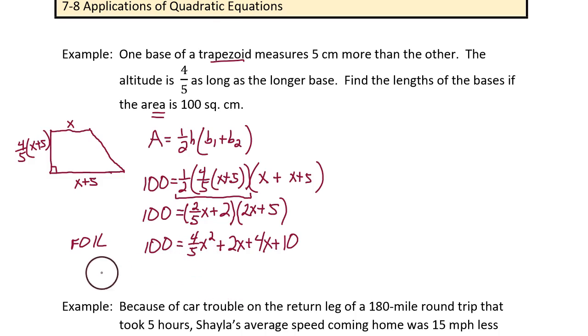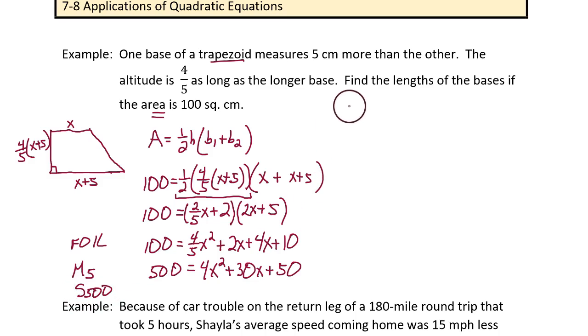Let's remove the fraction by multiplying everything by 5. So we have 500 equals 4x squared plus 30x plus 50. I got 30x by combining 2x plus 4x, which is 6x, and remember, we were multiplying by 5. Next up, let's create standard form by subtracting the 500 to get a 0 on one side. We have 4x squared plus 30x minus 450 equal to 0.